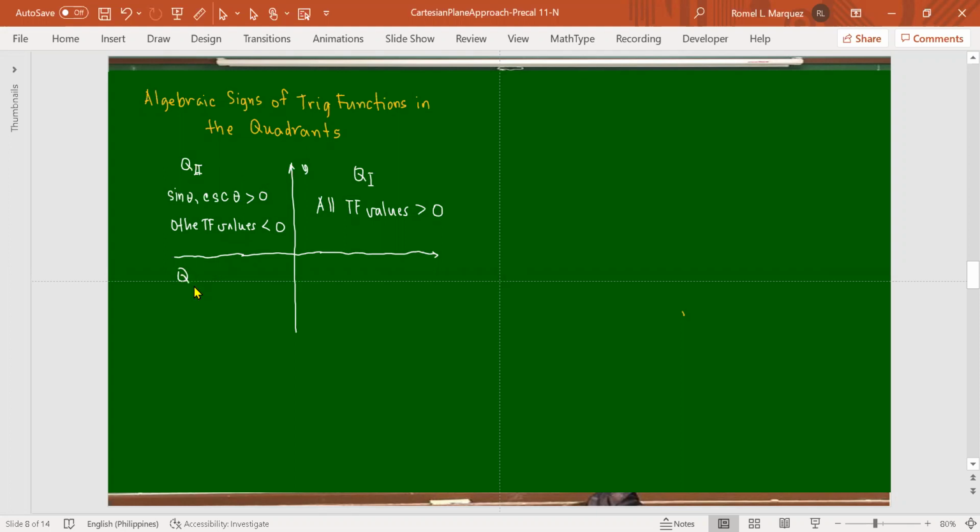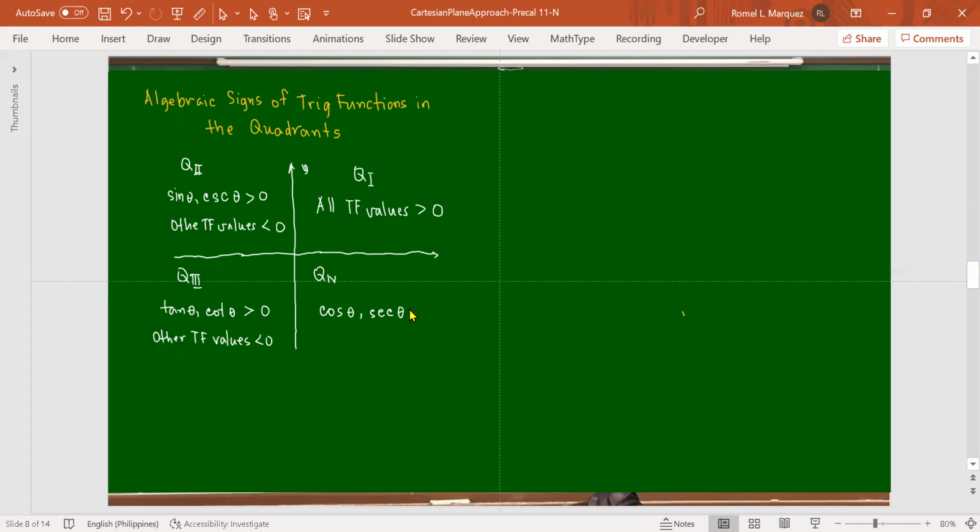What about in quadrant 3? What are those that are positive? Tangent and cotangent. By the way, theta here can be replaced by any other name; it doesn't always have to be theta. The other trig function values are negative. What about in the fourth quadrant? Cosine and secant are positive.